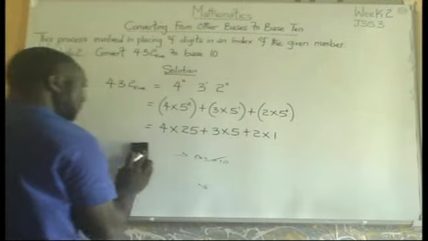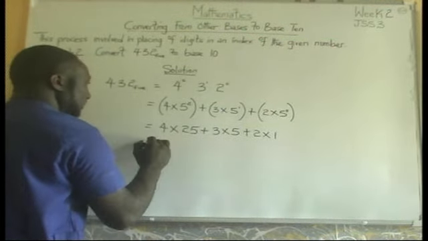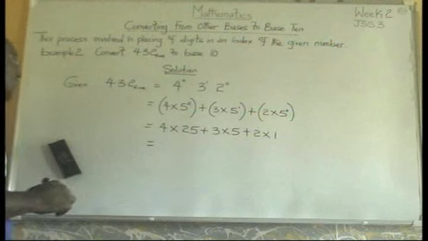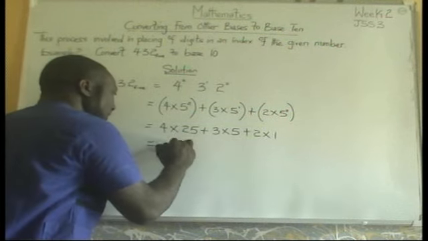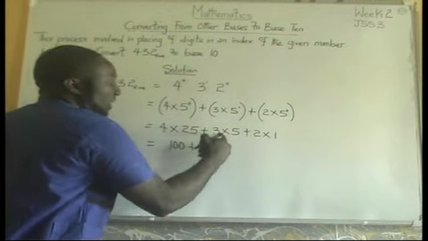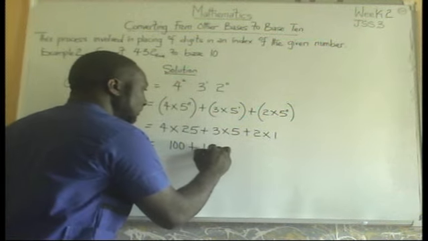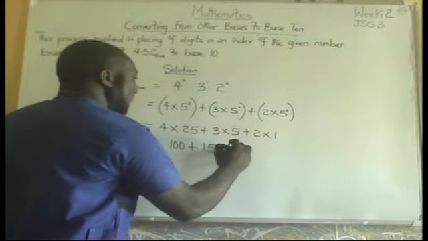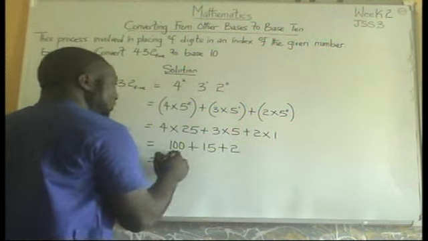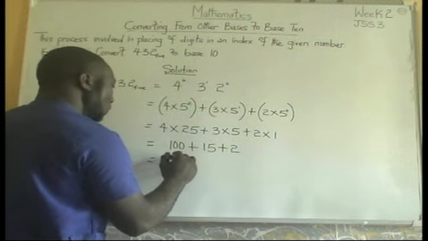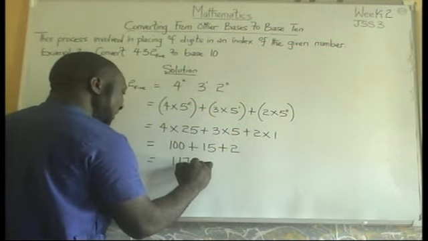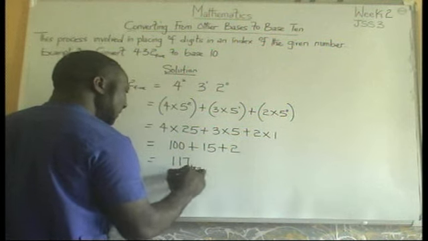So now let's check. 4 times 25 is 100, plus 3 times 5, 15, plus 2 times 1 is 2. Therefore 100 plus 15 plus 2 is equal to 117 base 10. That's the answer.